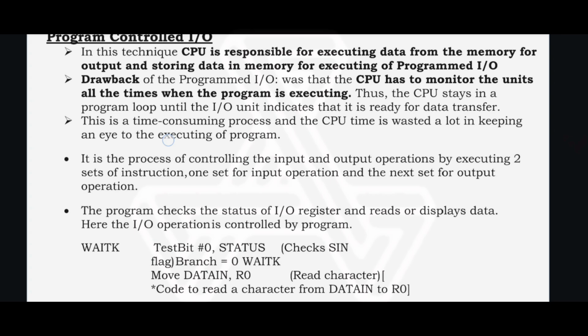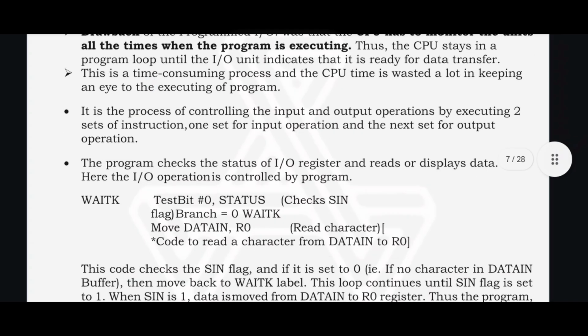It is the process of controlling the input and the output operations by executing two sets of instructions, one set for input operation and the next set for output operation. The program checks the status of the I/O register and reads or displays data. Here the I/O operation is controlled by the program.